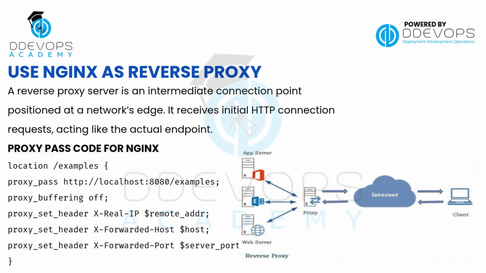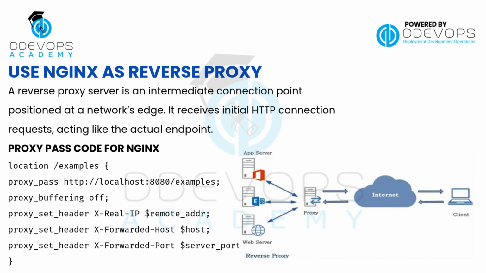A reverse proxy server is an intermediate connection point positioned at a network's edge. It receives initial HTTP connection requests, acting like the actual endpoint. Proxy pass for Nginx, directive by directive explanation. The location block targets requests on your domain. Nginx will apply the following proxy rules only to this path. Reverse proxy logic: forwards requests to the backend server running on port 8080. The path is preserved and passed to the backend.